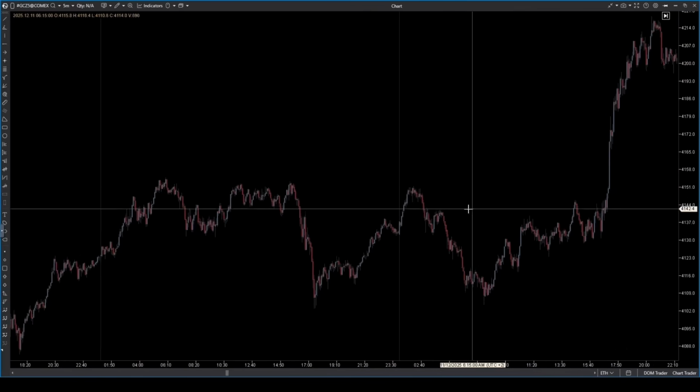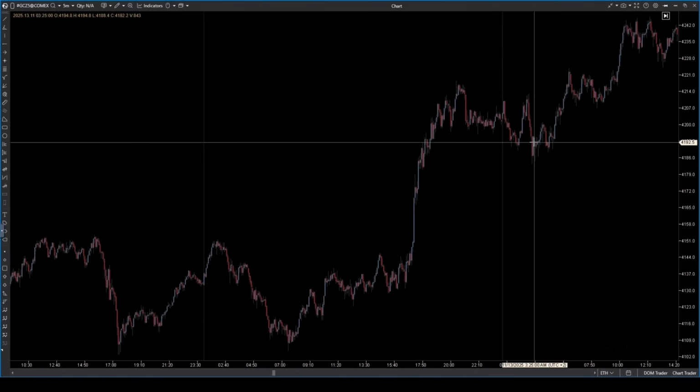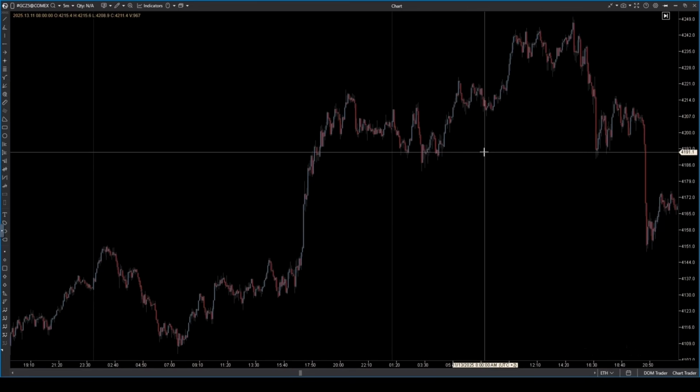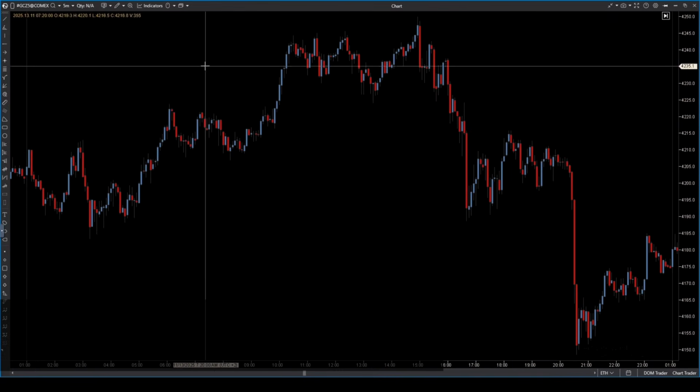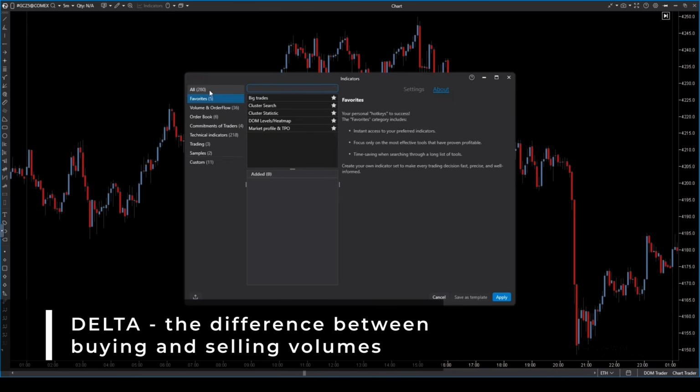How can you tell if a price increase is real and not a trap? Or if a decline is already running out of steam? The answer is simple. Look at the delta, the difference between buying and selling volumes.